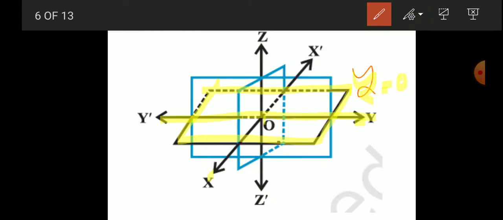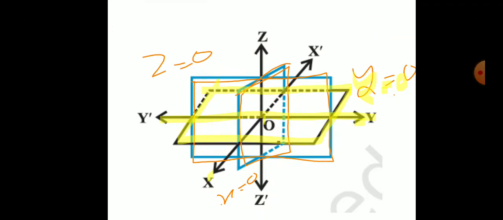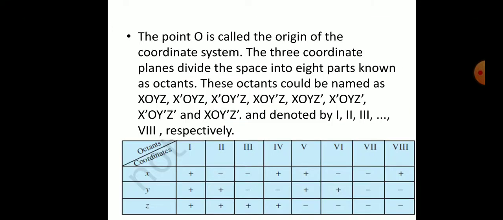It is y equals 0. Now if I take this one, this is nothing but the x equals 0 plane, and if I take this, this is nothing but z equals 0. Basically this is the x plane, y plane, and z plane. These are the basic planes. Now how can we locate the point? The point O is called the origin of the coordinate system.